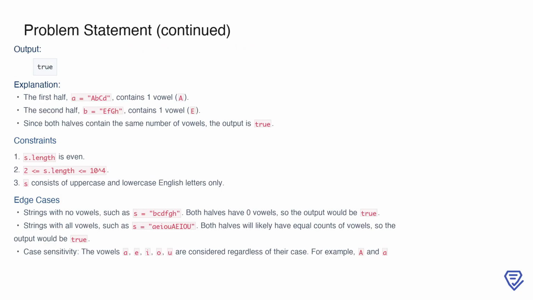Now, consider the input S equals AbCdEfGh. Splitting it into halves gives A equals AbCd and B equals EfGh. The first half contains one vowel, A, and the second half contains one vowel, E. Since both halves have the same number of vowels, the function should return true. This example also illustrates that the function treats vowels as case-insensitive, meaning uppercase vowels like A and lowercase vowels like a are counted in the same way.